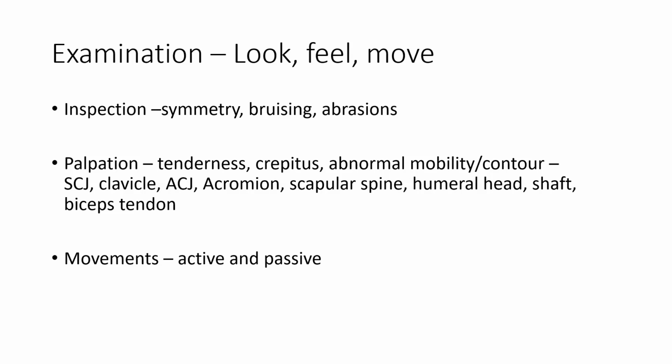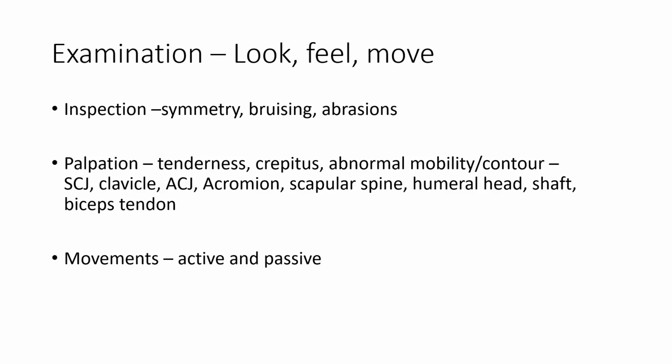Then feel. On palpation, we are going to feel the following bony prominences or landmarks, and at each point we are going to see for any bony tenderness, any crepitus on palpation, and any abnormal mobility or loss of contour. The points to be palpated, starting from medial to lateral, are the sternoclavicular joint, the shaft of clavicle medial to lateral, then the acromioclavicular joint, acromion process, the scapular spine, humeral head, humeral shaft, and biceps tendon.